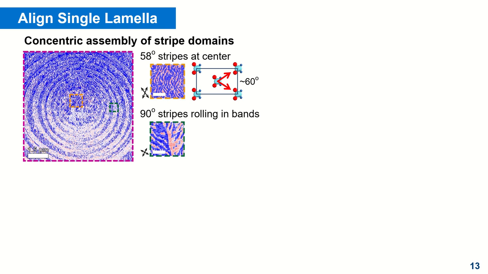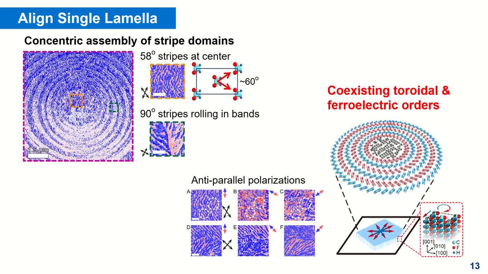But in surrounding bands, the stripes are perpendicular to those in the neighboring bands, and because the bands are circular rings, all those stripes just rotate, rolling with their angular position. We confirm that all these stripes are antiparallel, so domain walls between stripes are 180 degrees. Therefore, we can quite confirm that in our sample we got ferroelectric order because of the existence of the domains. Meanwhile, we got them organized in concentric rings, so we got coexisting toroidal order.